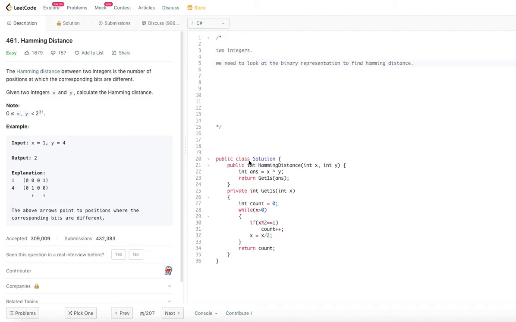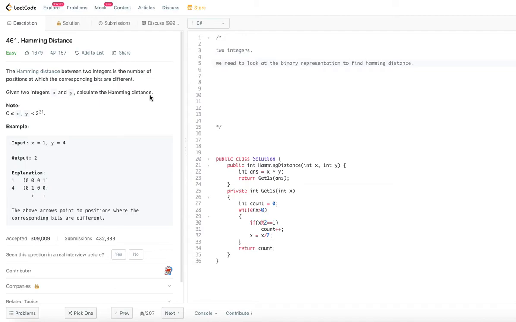Let's jump into today's problem, Hamming distance. The Hamming distance between two integers is the number of positions at which the corresponding bits are different. So given two integers x and y, calculate the Hamming distance. The Hamming distance is nothing but the number of positions in which the corresponding bits are different.